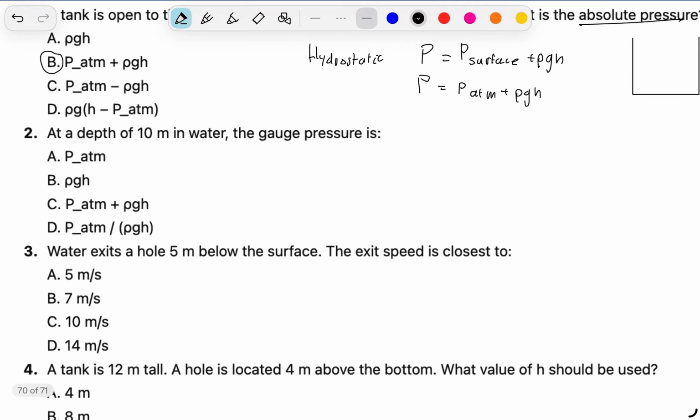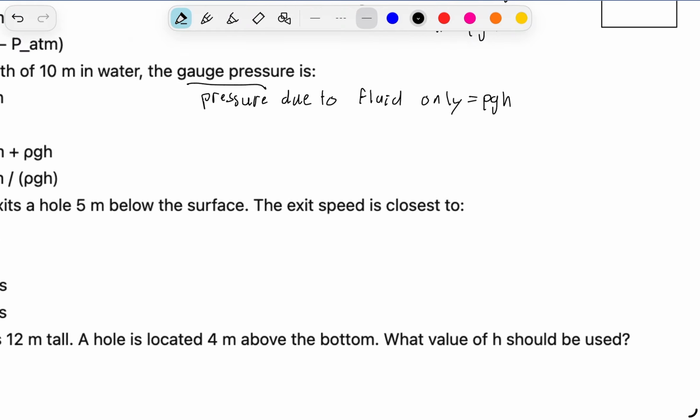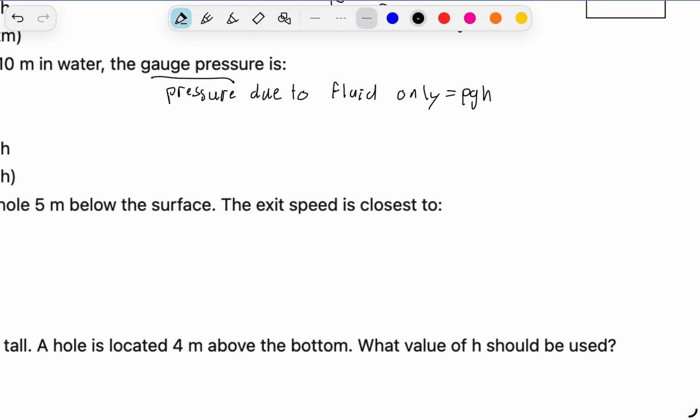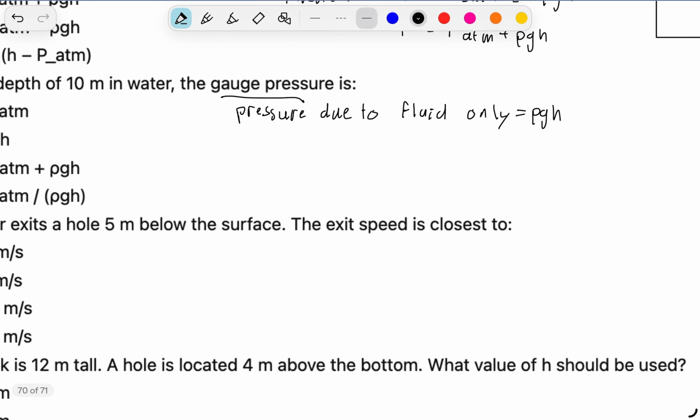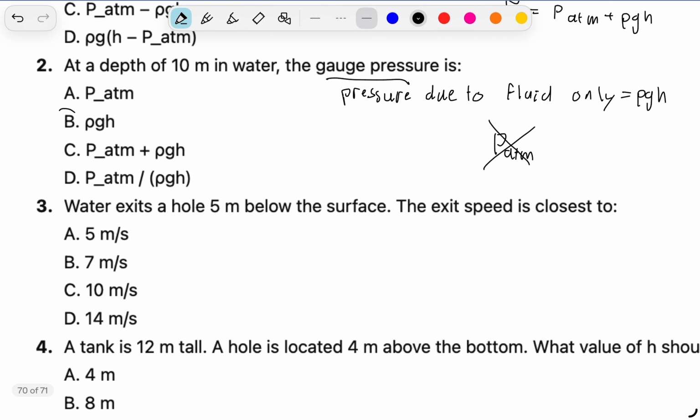At a depth of 10 meters in the water, the gauge pressure is what? Well, our gauge pressure is going to be our pressure that is due to the fluid only. And this is equal to rho gh, which is the density of our fluid, g, and the height below the surface. So our gauge pressure is going to exclude atmospheric pressure. We're only looking at the fluid's contribution, which is why our answer is B.